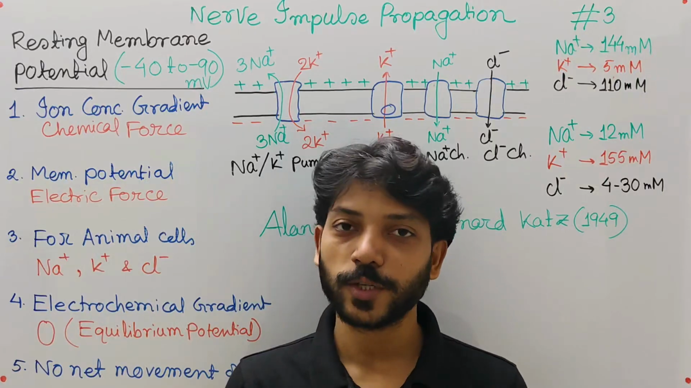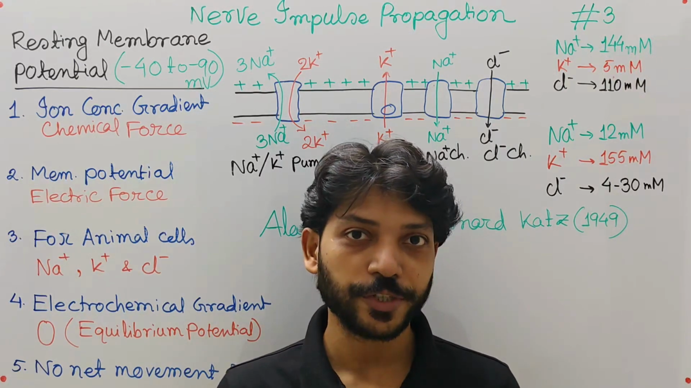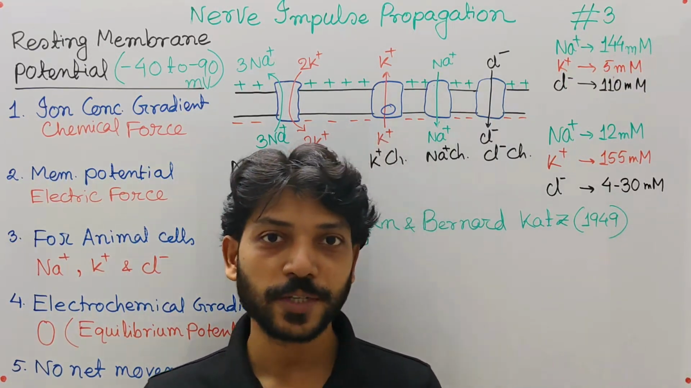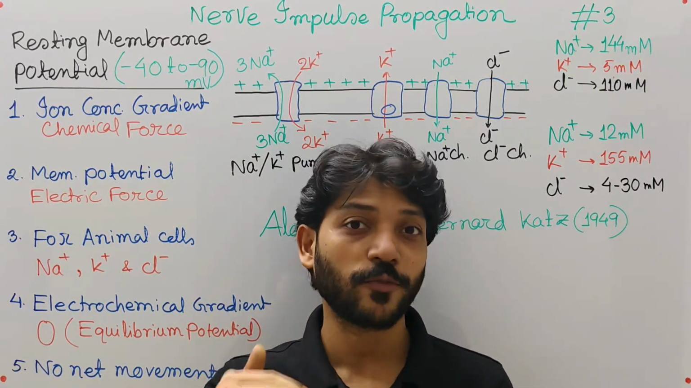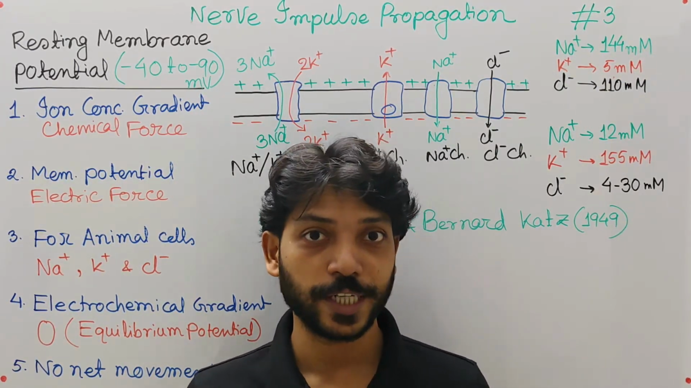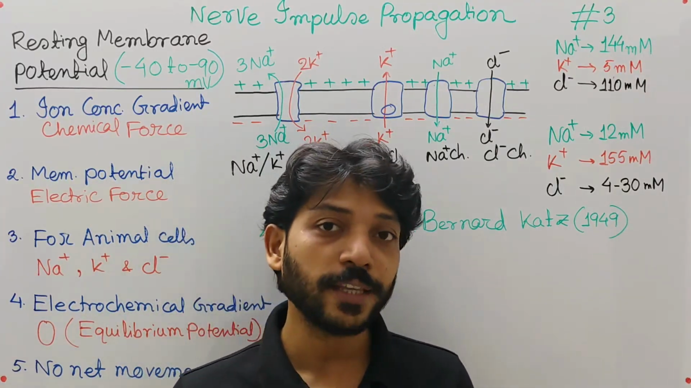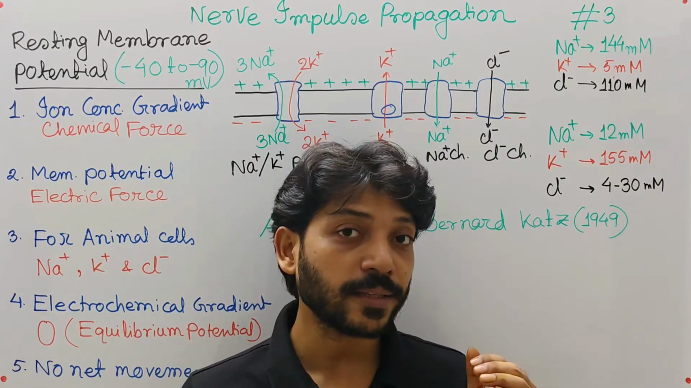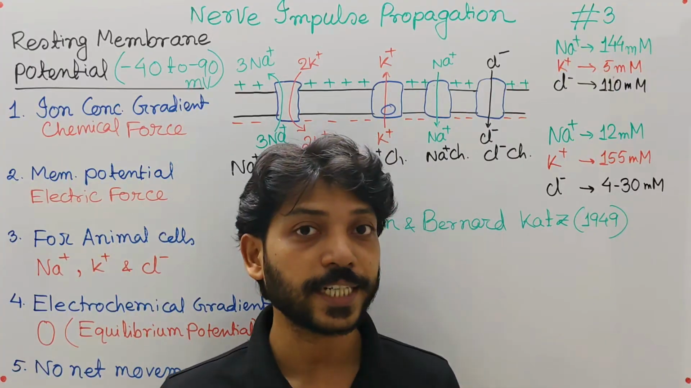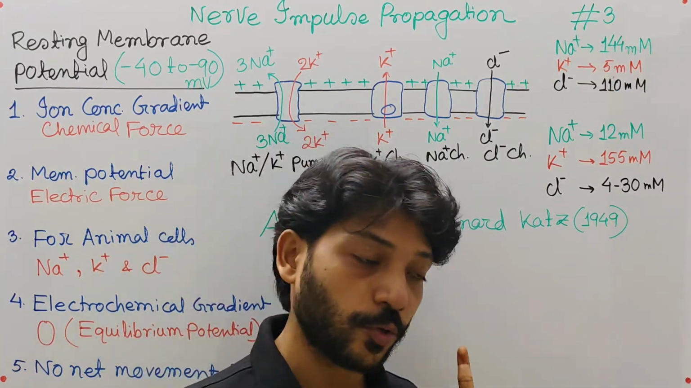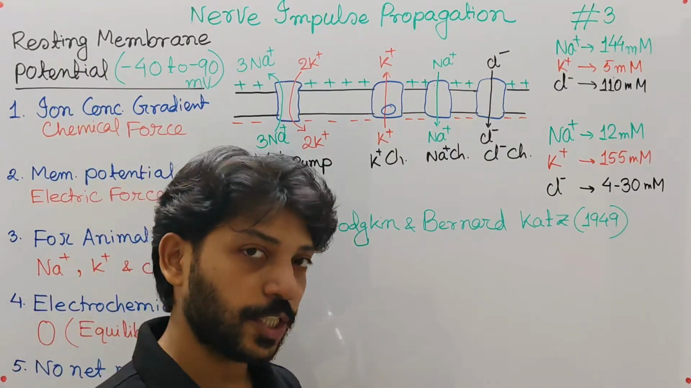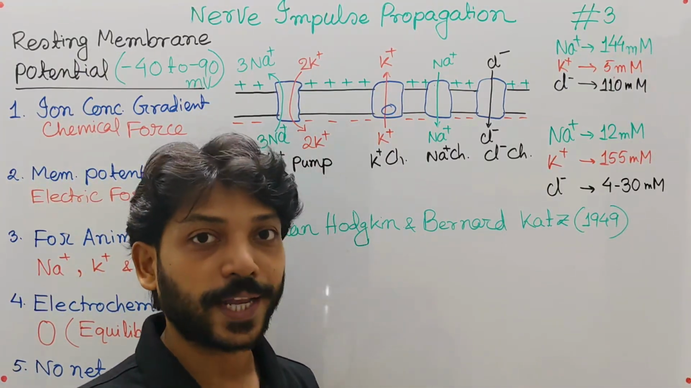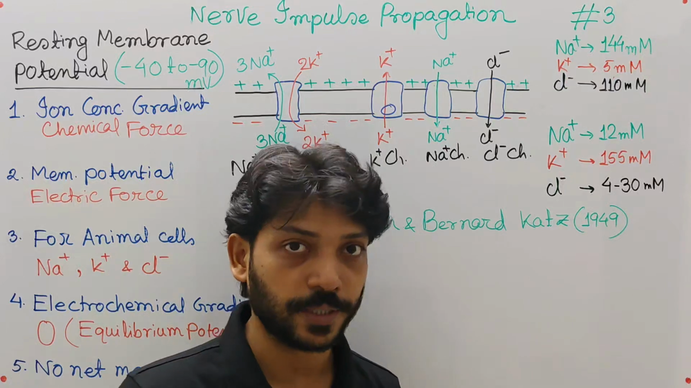Welcome everyone. Today we are going to learn about resting membrane potential in neurons. In my previous video, action potential, I mentioned that resting membrane potential is the baseline from which action potential is generated. Now, if we insert a microelectrode inside an unstimulated neuron, we will get a value of membrane potential that is called resting membrane potential.